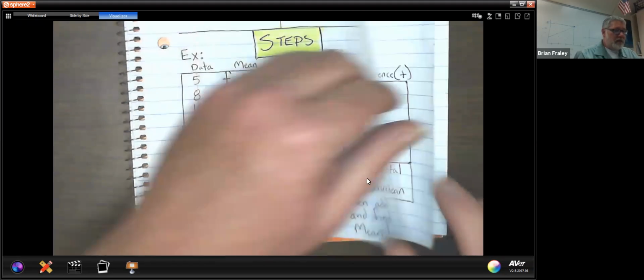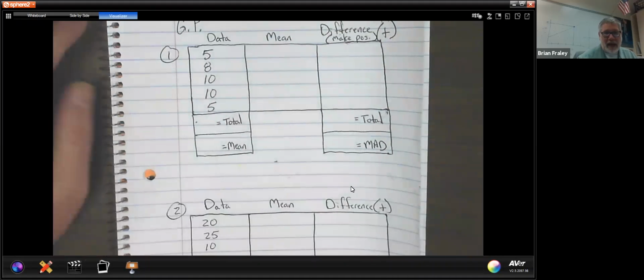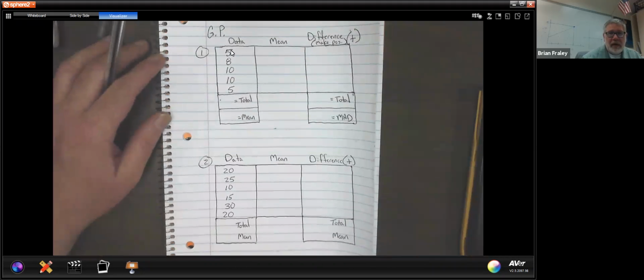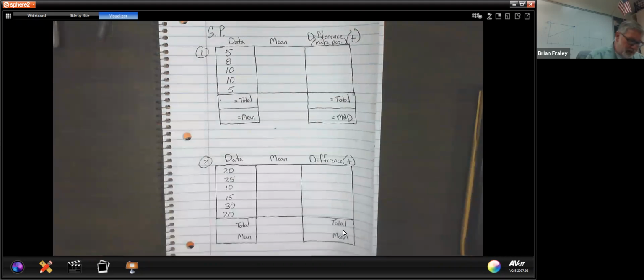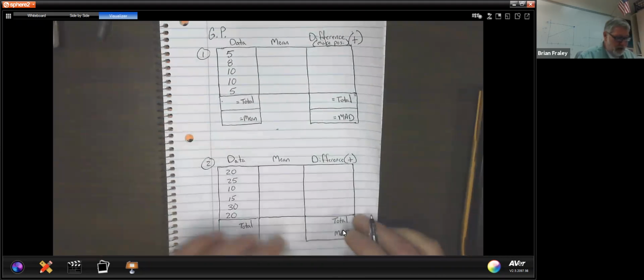Okay, let's do some guided practice. You guys have 2 guided practice problems to do. I'm going to go ahead and back out of it so you can get these copied down. I went ahead and set up your tables for you. Here you have 5, 8, 10, 10, and 5. So there are, again, 5 scores here. And this one you have 20, 25, 10, 15, 30, and 20. So here you have 6 scores. Just make sure when you're finding their mean down here and their mean absolute deviation, that's supposed to say MAD, you divide by 6 down.